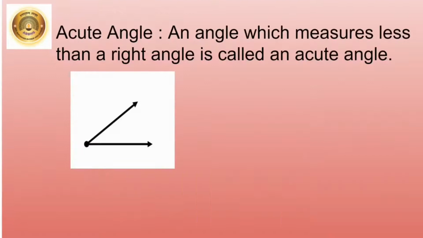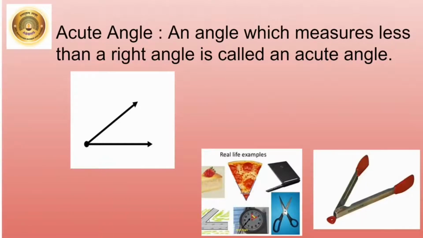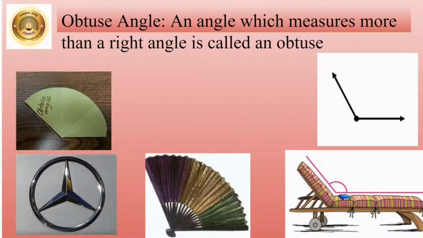Acute angle. An angle which measures less than a right angle or less than 90 degree is called an acute angle. These are real-life examples of acute angles. The tongs, scissors, a piece of pizza are all examples of acute angles. Obtuse angle. An angle which measures more than a right angle is called an obtuse angle. Here in the picture you can see various obtuse angles.